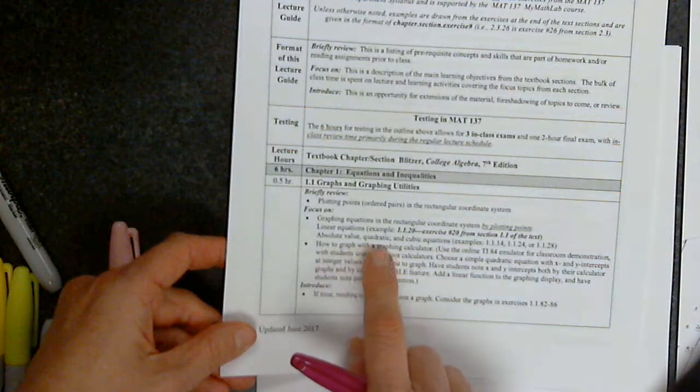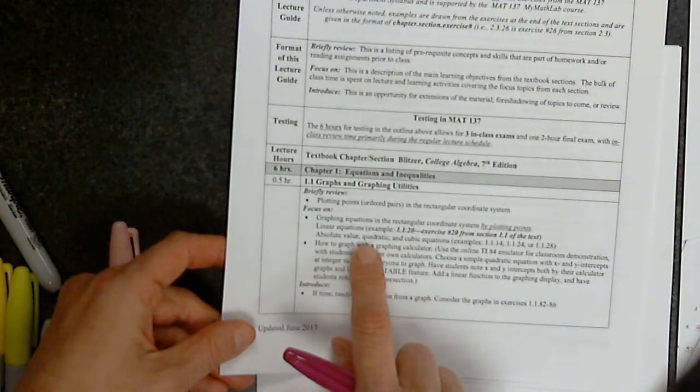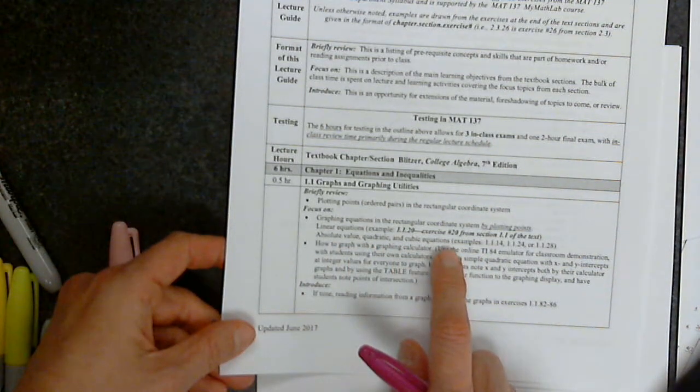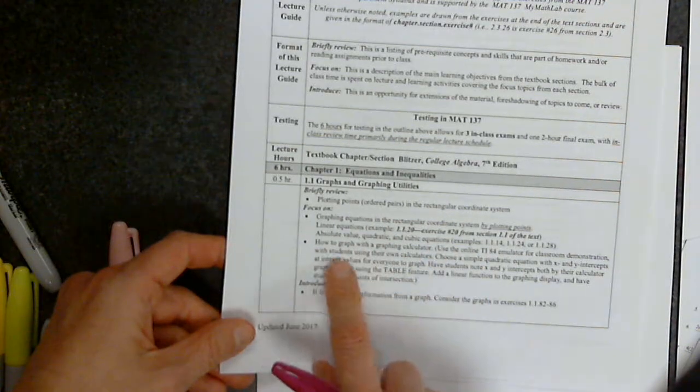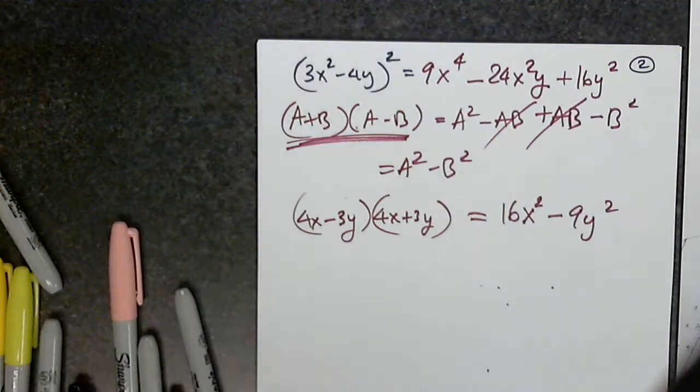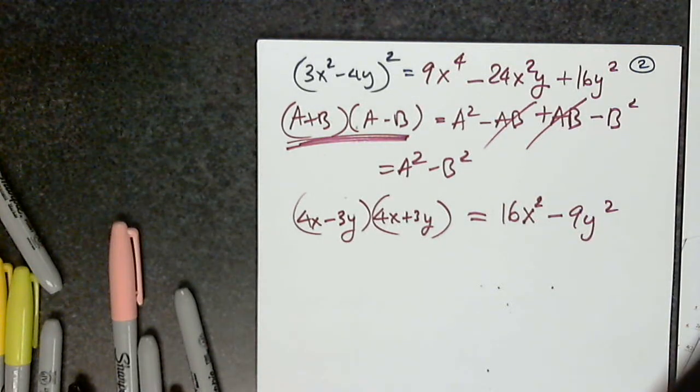And look at absolute value, quadratic, and cubic equations in a minute. We'll do that, and how to graph with it using a calculator, and so on and so forth. Ready? If you have your book, fine. If not, I do. It's on page 102.